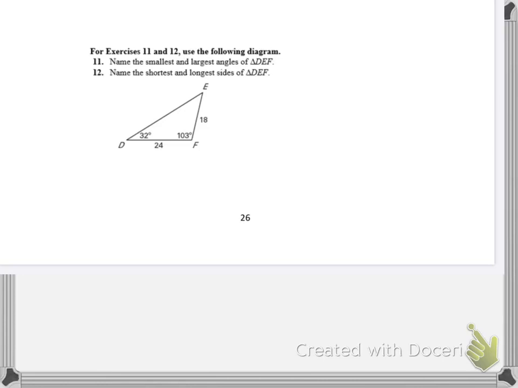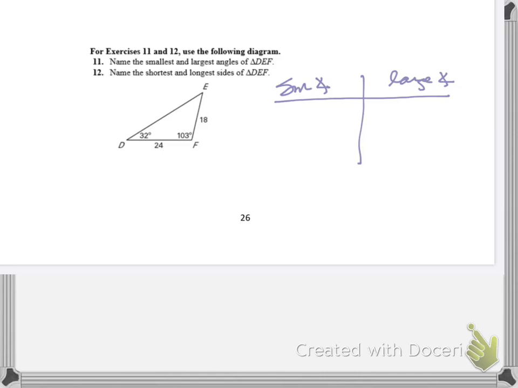So we're up to number 11 now. And again, it says name the smallest and largest angles. So we'll say small angle, and we'll say large angle here.